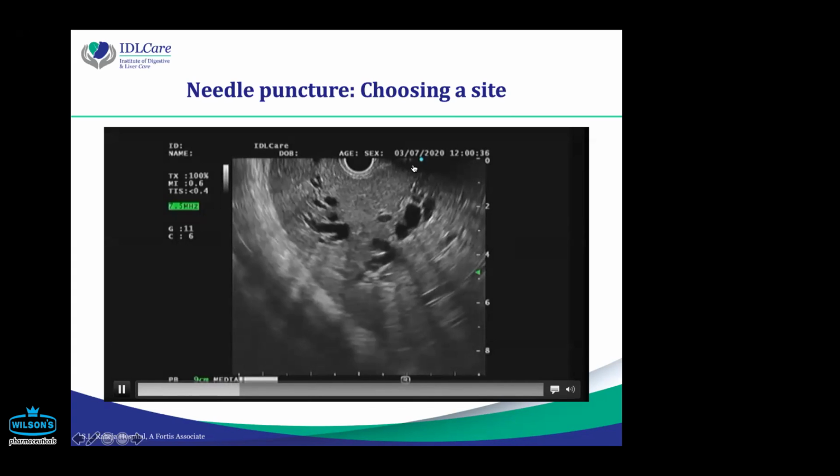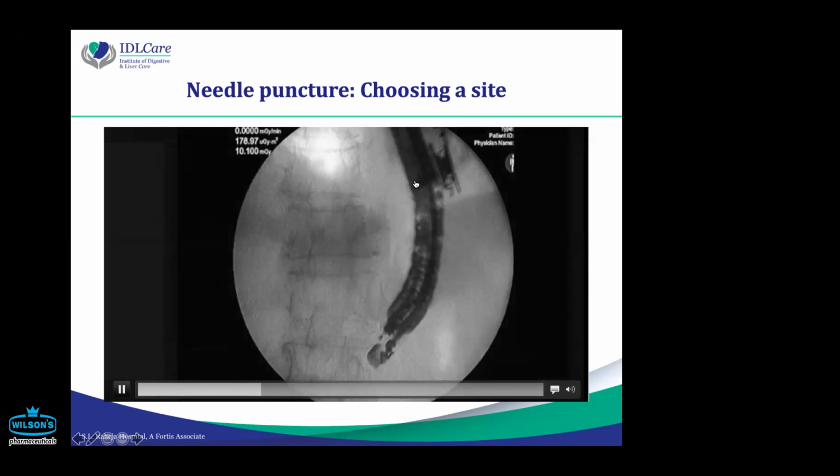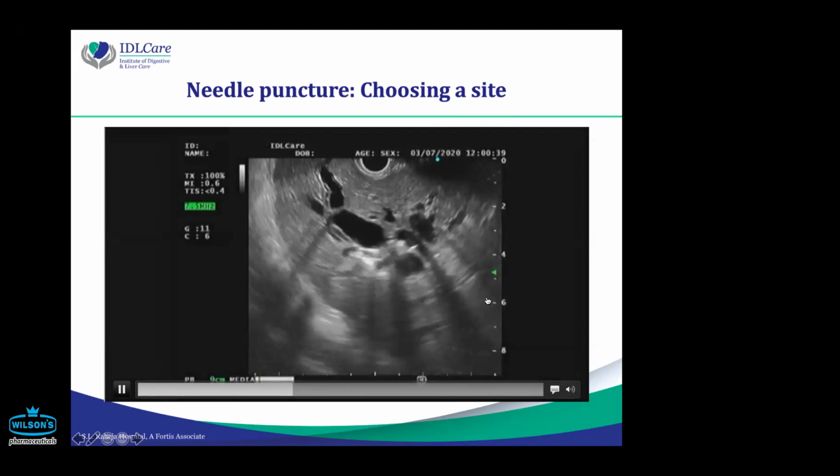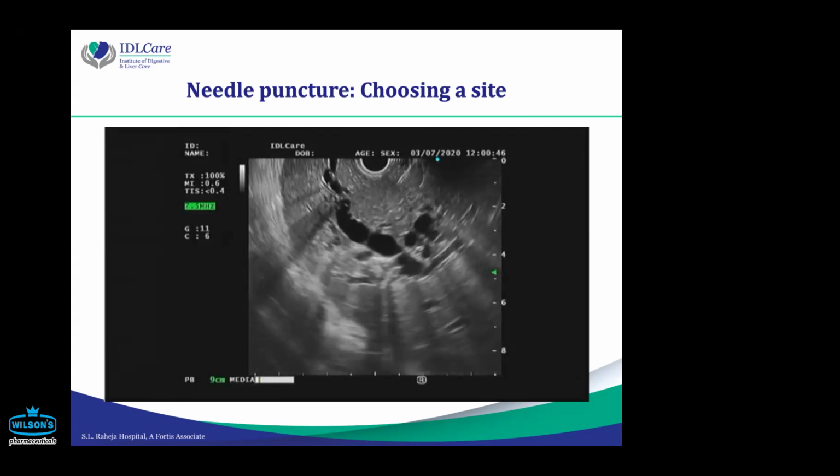So this has to be imagined, where your needle is going to come, and you should check that your scope is looking towards the hilum, not the other way around, because then passing the wire will be very difficult. So use fluoro to check that your scope is looking nicely towards the hilum.